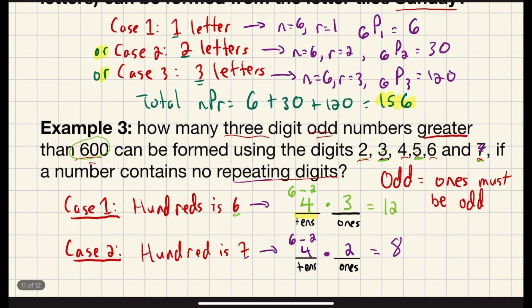And so none of these overlap. They're completely different numbers, right? They're both distinct. 6 and 7 in the hundreds column won't overlap at all. So we don't have to worry about subtracting any overlaps. So for the total permutations, I'm going to write for my NPR, and we'll section it off here. That is going to be equal to case 1, which had 12 possibilities, plus case 2, which had 8, giving us 20 possible numbers.